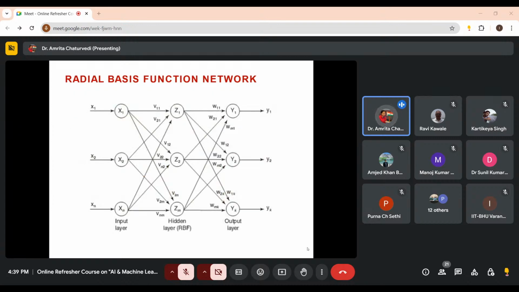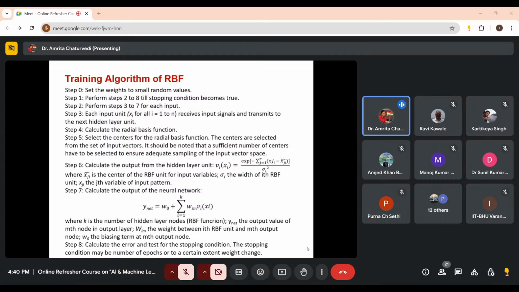So if you see on the screen, the architecture looks like this. We have three layers: input, hidden, and output layer. So n number of neurons in the input layer, m number of neurons in the hidden layer, and k number of neurons in the output layer. We have two sets of weights, weight matrix V and weight matrix W. Both these matrices are updated during the training process. So let us see the training algorithm of RBF.